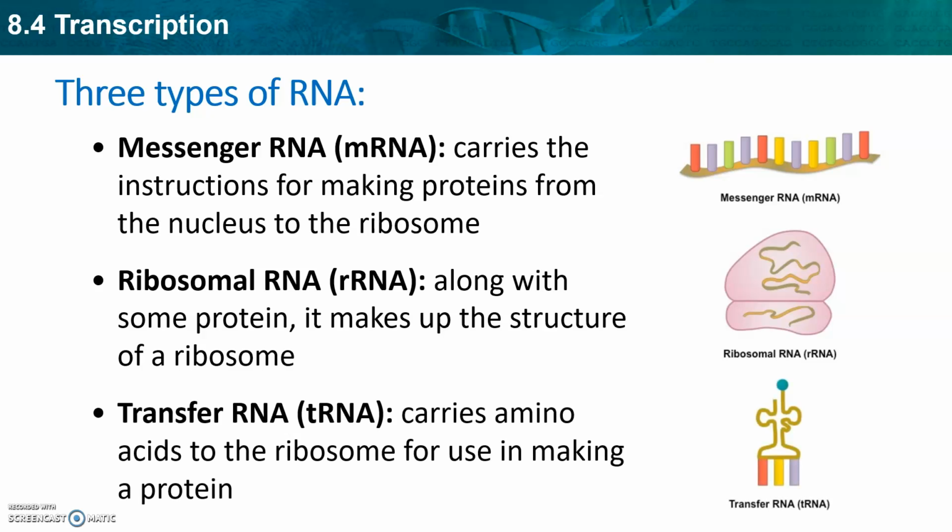And then finally, our third type of RNA is called transfer RNA, or tRNA. The reason why it's called transfer RNA is because it's transferring or carrying an amino acid to the ribosome for use in making a protein. Now, obviously, we did not discuss that today. That's going to happen in the next part of protein synthesis, which is called translation. So the rRNA and tRNA are both important in the process of translation. The only type of RNA that we had in transcription was the messenger RNA, or mRNA.